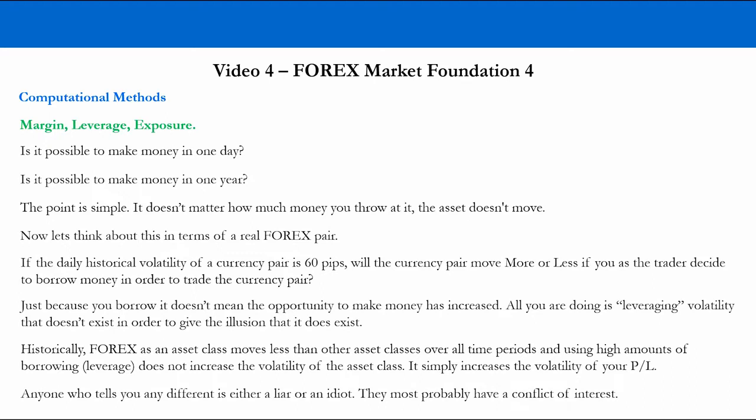Historically, Forex as an asset class moves less than any other asset class over all time periods. And if you're using high amounts of borrowing, this just doesn't increase the volatility of the asset class. It just increases the volatility of your P&L. And this is just basic common sense.